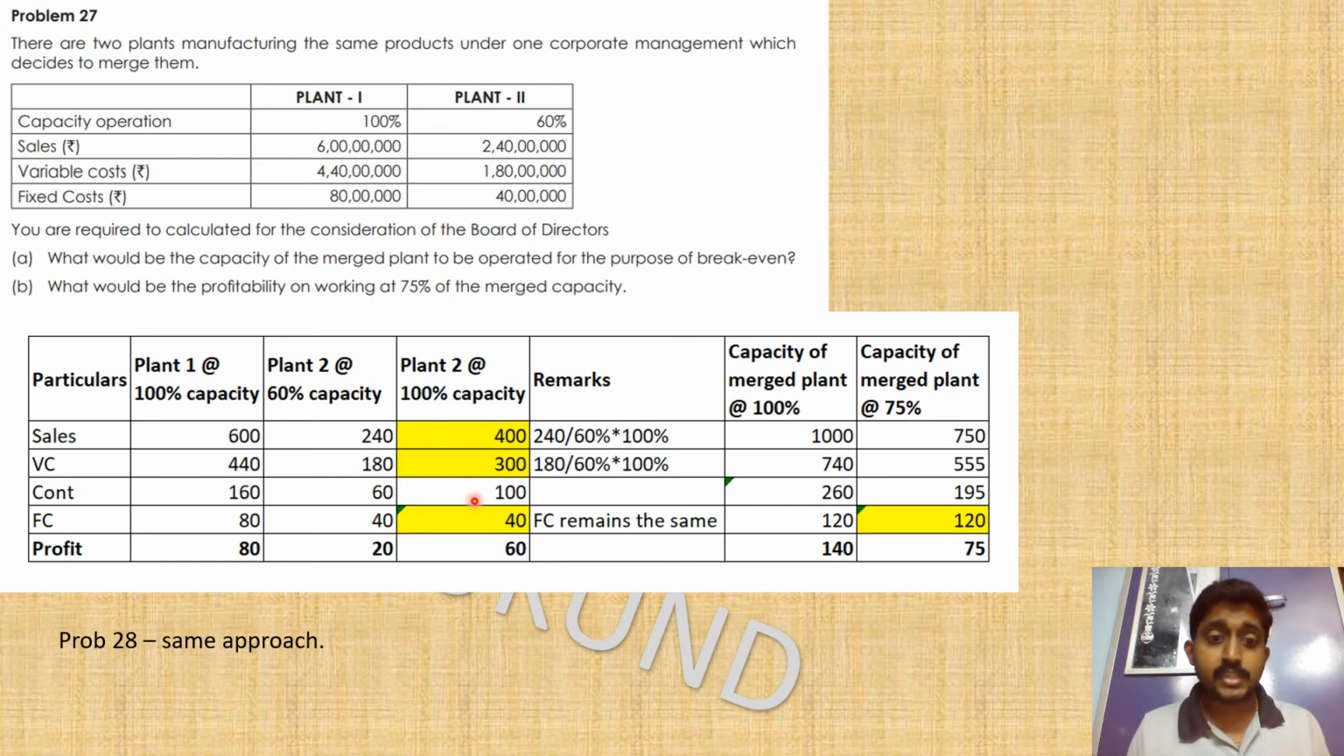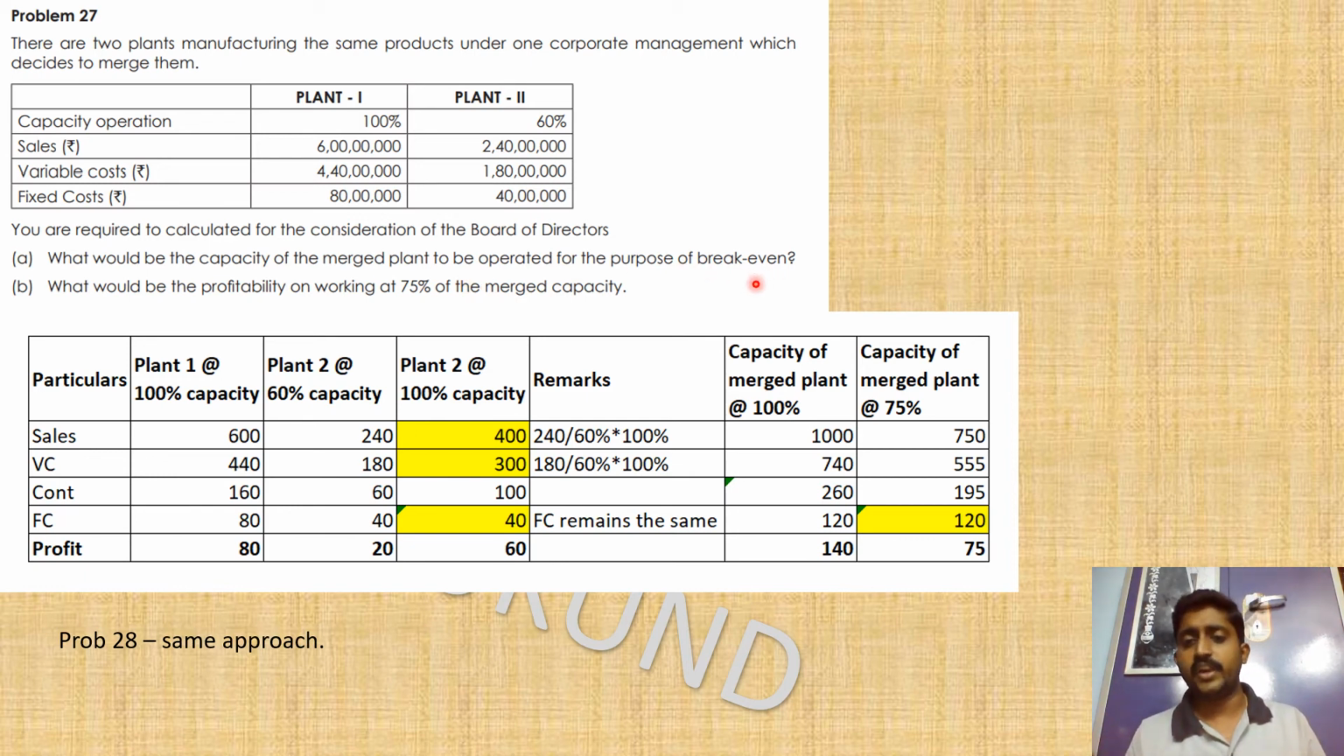Now the main twist is that fixed cost will remain the same. Whatever the capacity utilization, fixed cost will remain the same, because fixed cost is calculated for 100% capacity and that will be constant. Okay, so 40 lakhs will be the same 40 lakhs. So 100 is the contribution minus fixed cost will be the profit. So profit is calculated. Now if you add plant 1 at 100% and plant 2 at 100%, you can find the capacity of the merged plant. Okay, and they have also asked to find the break-even point.